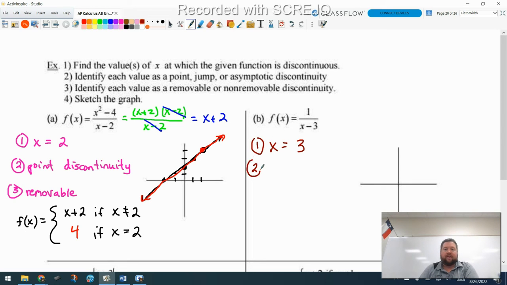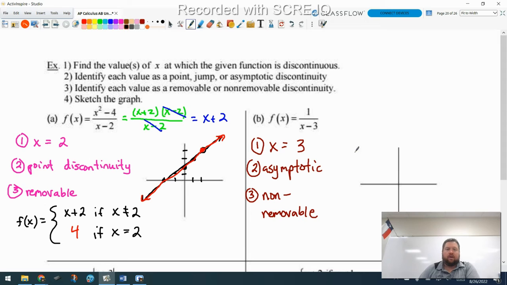Number 2, if you cannot cross the denominator out, that discontinuity makes an asymptote. So this is an asymptotic discontinuity, and asymptotic discontinuities are non-removable. So we will not be able to redefine our function like a piecewise. You can only do that for the removable discontinuities.